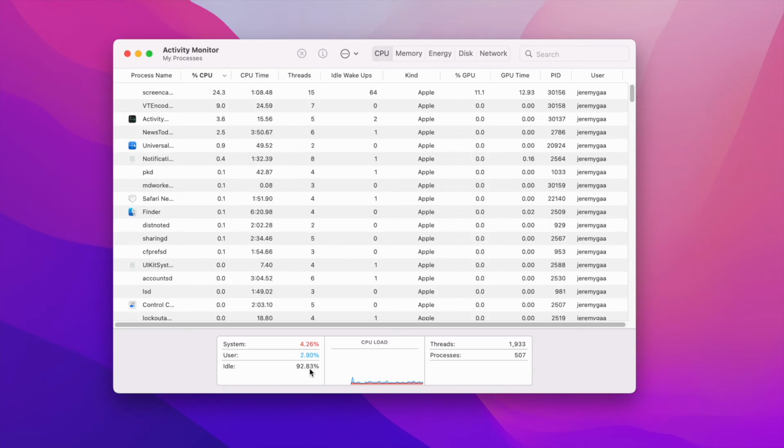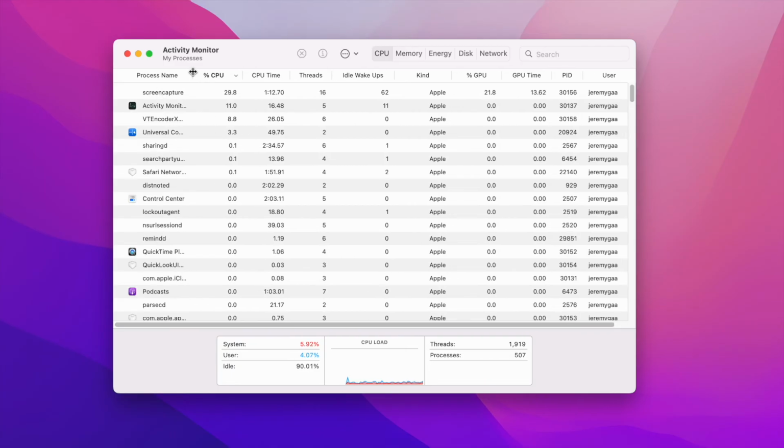I am running an M1 Max on this particular computer, so I'm not really gonna see any problems. My Apple silicon chip is gonna handle anything I'm doing, to be honest with you. But yeah, if you're seeing huge spikes here, the first thing you're gonna wanna do is come on up here and look at these processes, right? So let's see what I have, right?